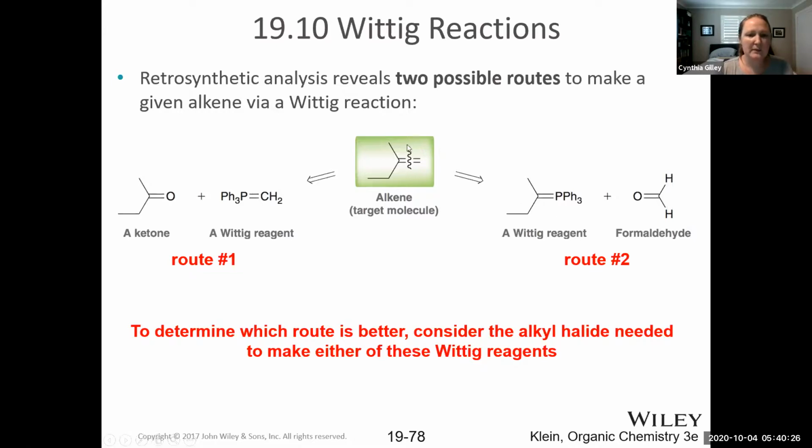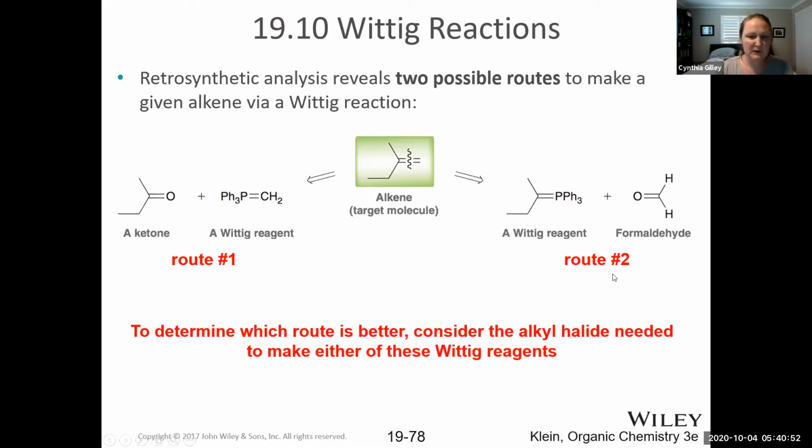So breaking this carbon-carbon double bond apart retrosynthetically leads us to 2 possible routes, right? Either we have 2-butanone and the Wittig reagent with a small alkyl group, CH2 here, or formaldehyde and a Wittig reagent formed from a more bulky carbon-based group, right? So that's going to be route number 2.